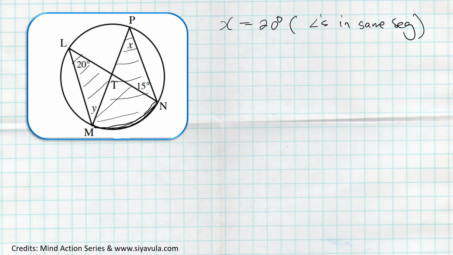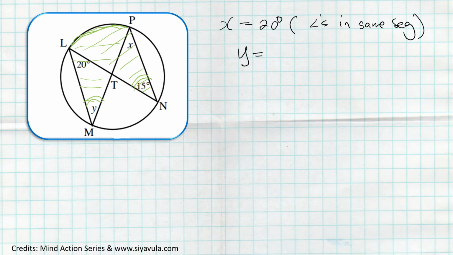Angles in same segment. Alright, let's go and solve for y. Let's take a look at this arc here. What is this arc subtending at the circumference? It's subtending y. The same arc is also subtending 15 degrees, and we know that angles in the same segment are equal, meaning that our y will be equal to 15 degrees, by angles in same segment.